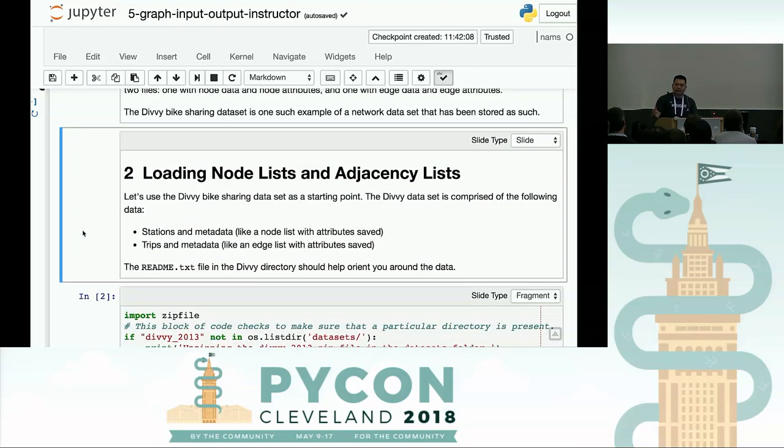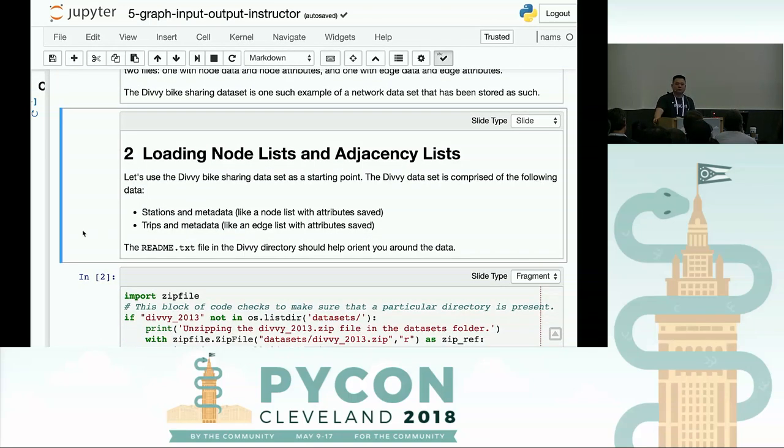This is the Divvy bike sharing data set. How many of you are from Chicago? Okay, great. So you know about Divvy, right? Yeah, it's the bike sharing thing. In Boston, we have the Hubway bikes. San Francisco has its own thing. I'm really envious of the San Franciscans having electric bike share. It's a really amazing thing.